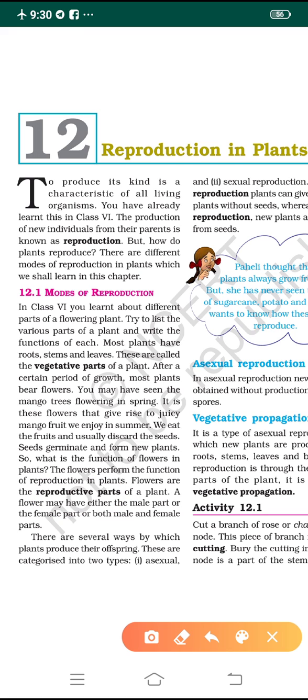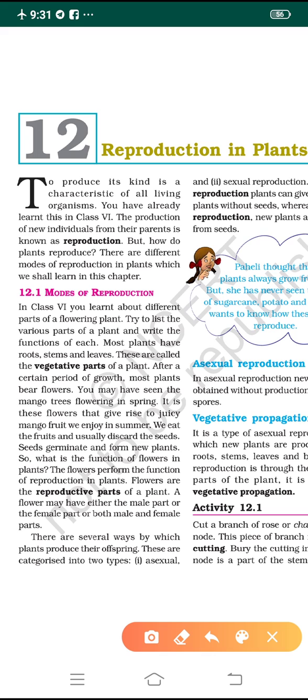Why flowers are the reproductive parts of the plant, we will discuss in upcoming classes. A flower may have either the male part or the female part, or both male and female parts. It means any flowering plant may have only a male part, or some flowering plant may have only a female part. There are some plants which have both male and female parts. This number is more.